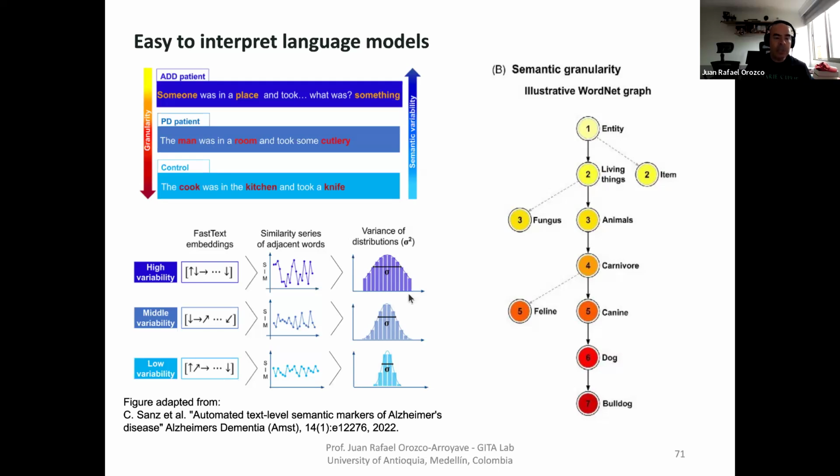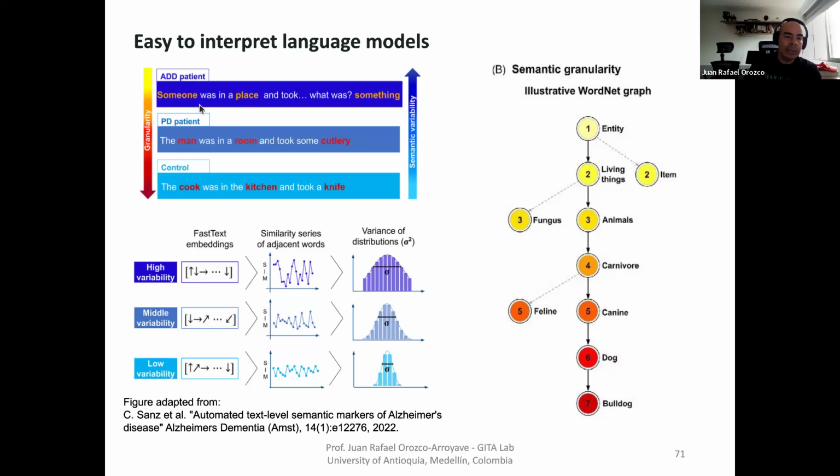The same concept has been used for Alzheimer's, because if you analyze granularity, let me detail this example. A control person will say, okay, the cook was in the kitchen and took a knife. Good, a lot of details. But if you ask a patient with Parkinson's disease, they would say something like, the man was in a room and took some cutlery. Okay, some detail. This is typical from a patient with Parkinson's disease who already started to suffer some language production impairment.